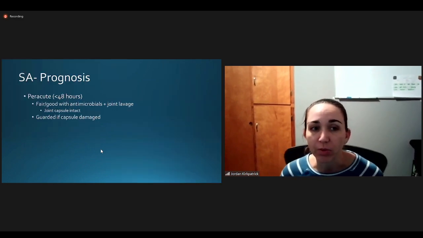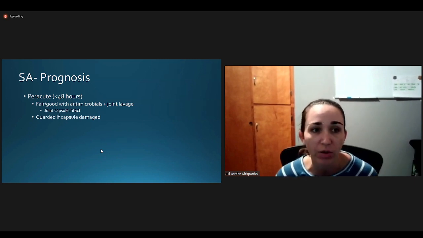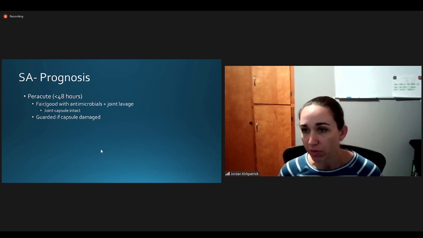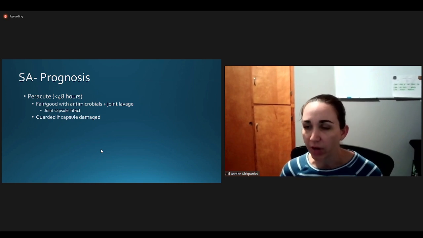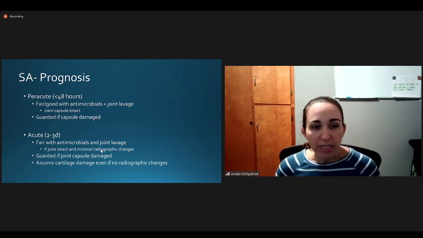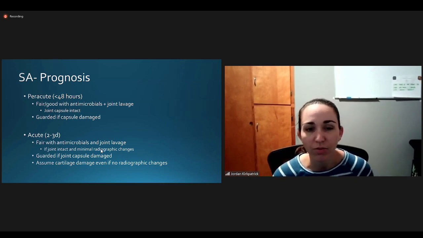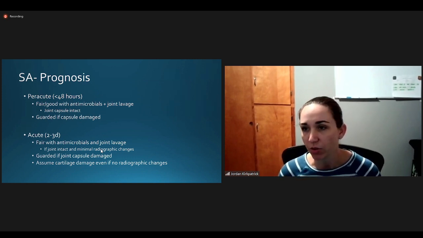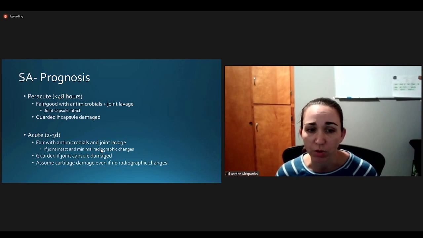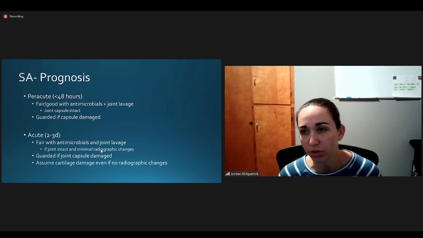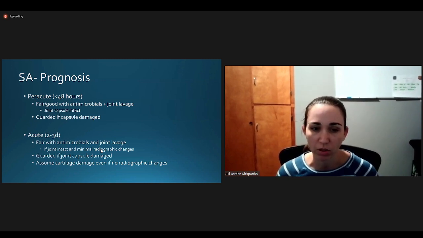Prognosis, so if it's treated really early, so less than 48 hours, it's fair to good with antimicrobial treatment and joint lavage, especially if the joint capsule is still intact. If the joint capsule is damaged and has infection within it, the prognosis goes down. In that 2 to 3 day period, if that's when the treatment starts, it's fair with antimicrobial treatment and joint lavage. And it's better if, again, the joint is intact and there's not a lot of infection within the joint capsule and there's minimal radiographic changes. If the joint capsule is damaged or there's severe radiographic changes, prognosis goes down.